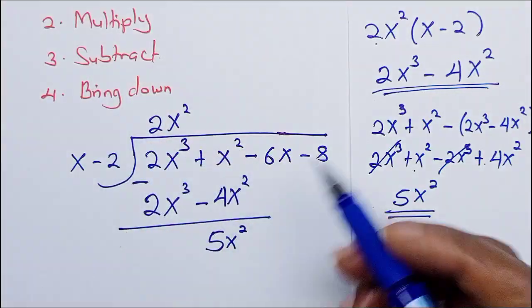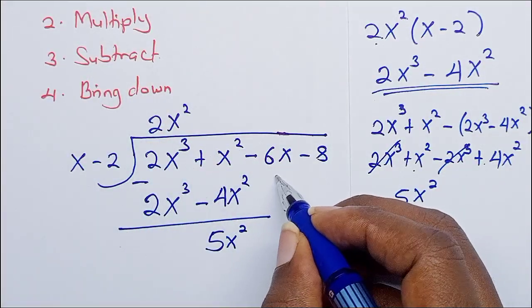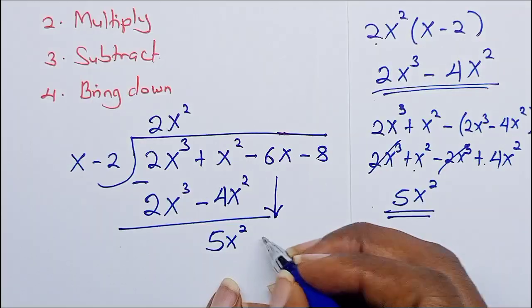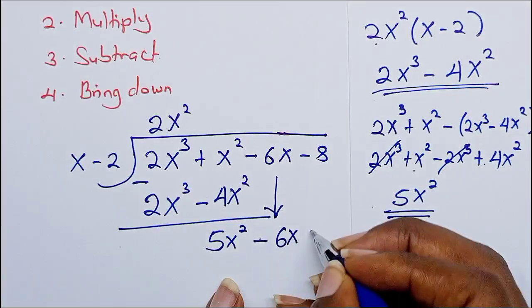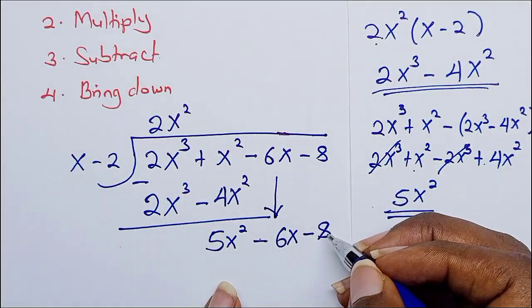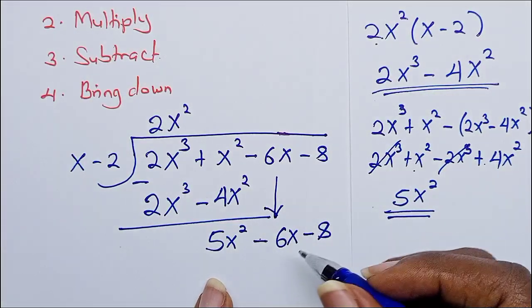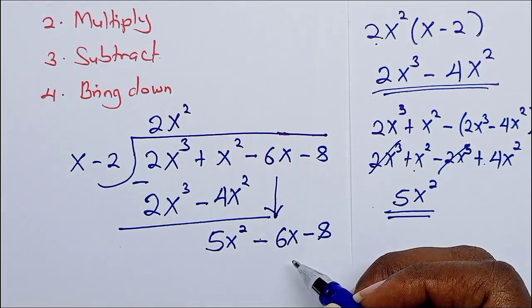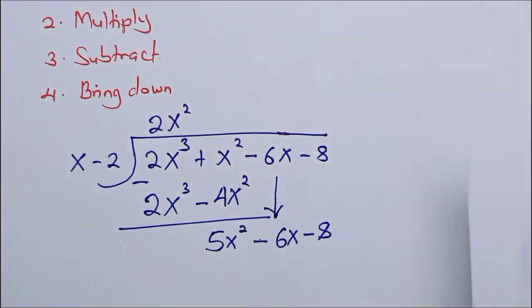Now, after subtracting, you bring down the rest of the terms. So you have minus 6x minus 8. Now, after doing that, you again go back and repeat all the steps again, okay? You repeat all the steps afresh.